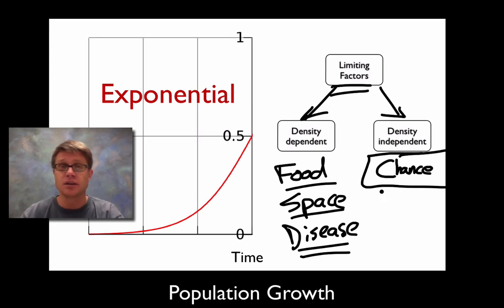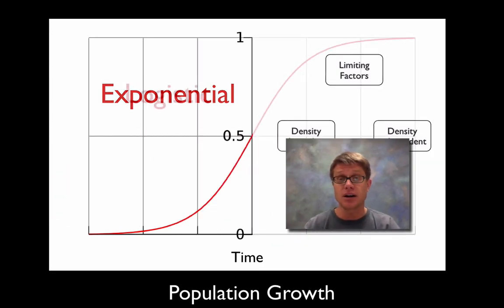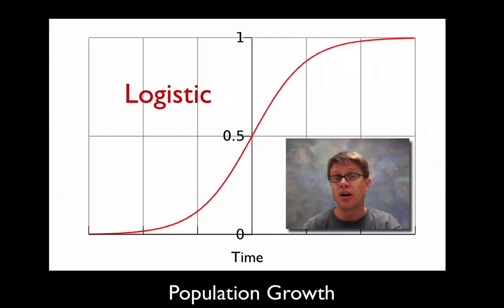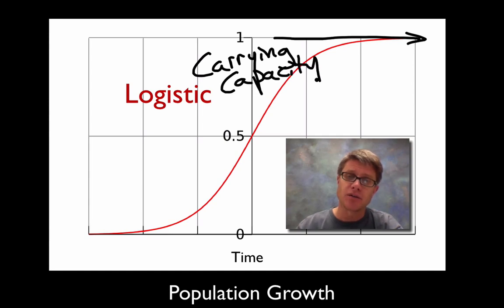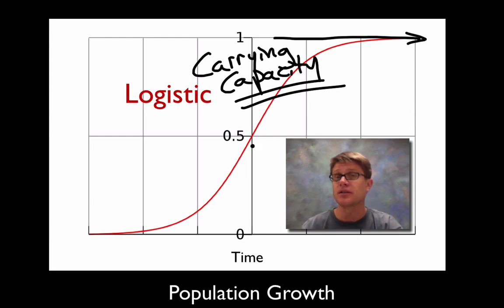Or a tsunami killing thousands and thousands of people would be an example of a density independent limiting factor. And both of these are going to act on that exponential growth, and they're eventually going to level it off. And so eventually all populations will undergo what's called logistic growth. And it'll approach something that we call up here a carrying capacity. In other words, it's the maximum number of individuals that an area can support.